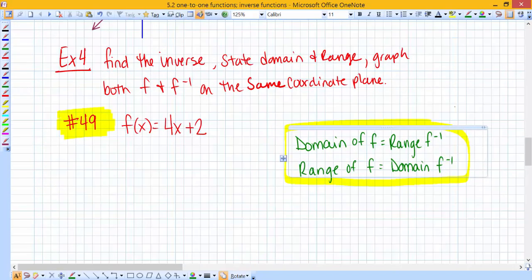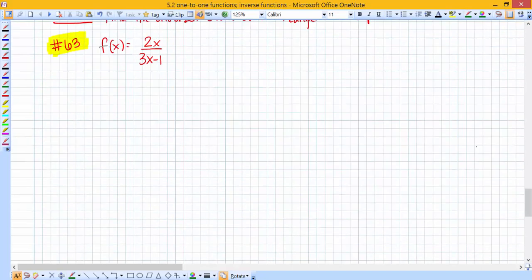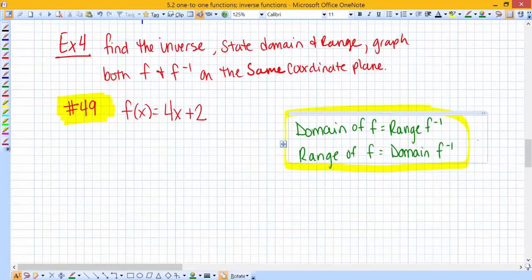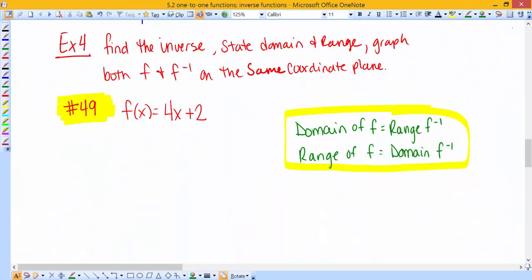Okay, example 4. Think how many we have here? Just 5? So we're almost done, you guys. Hang in there. So find the inverse. So in the last example, to find the inverse, we just switched x and y. Then we have to state the domain and the range of each and then graph them. I'm not going to do the graphing for you. You guys can graph them. This is a line, and the inverse is going to be a line. You can graph them. I am not going to.